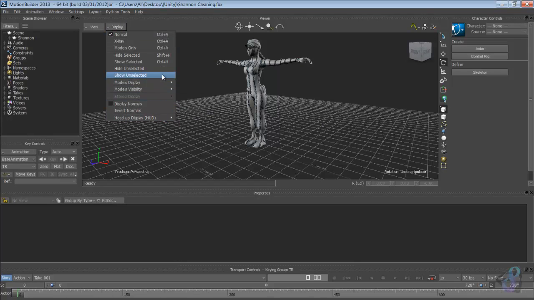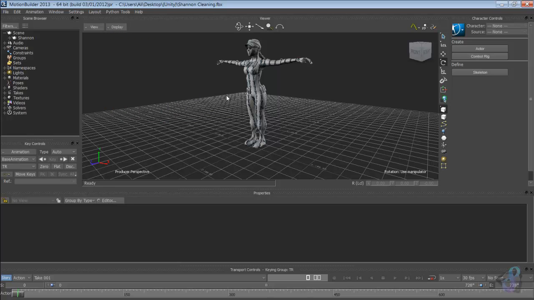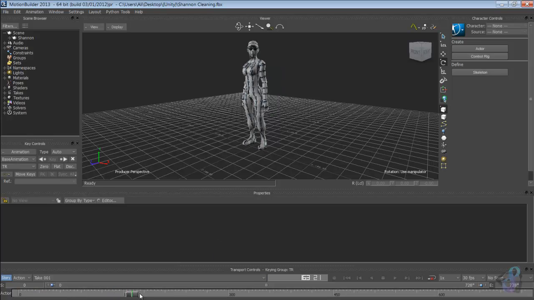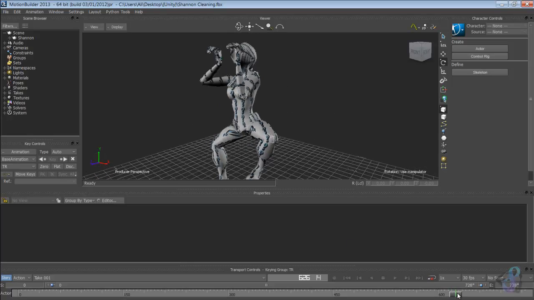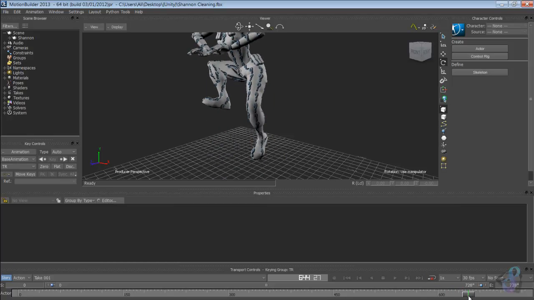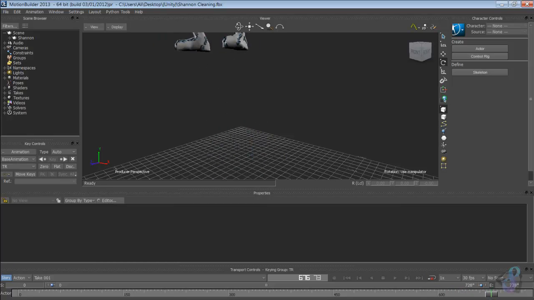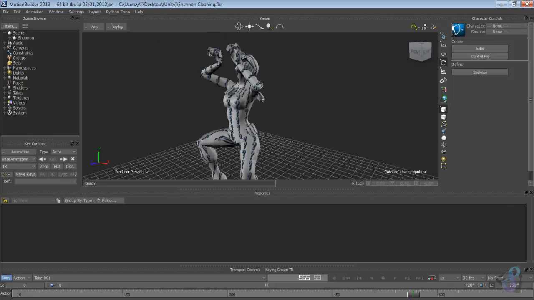Can I have the model without? Okay, I didn't want the question marks. Anyway, yep, we have the clean character now. It's already ready for the animation separation in takes. I'm really happy about what's going on. I'm really happy about the result.